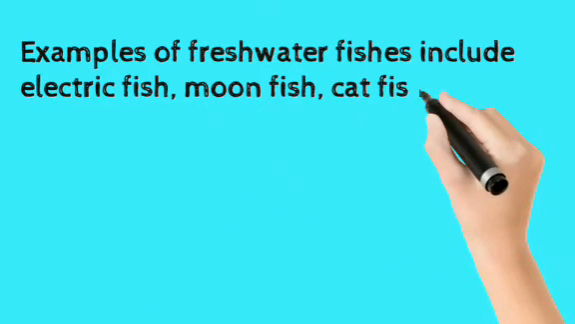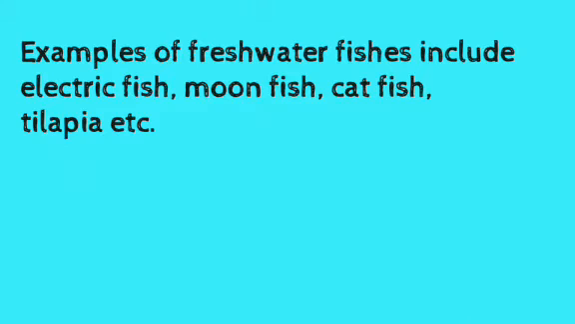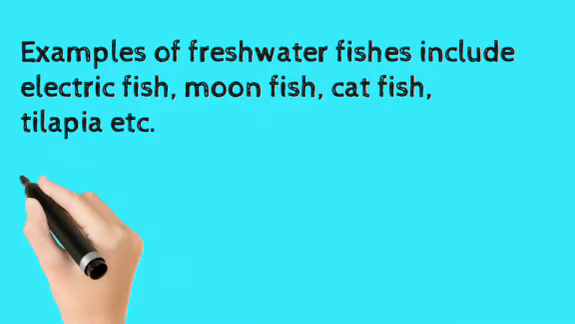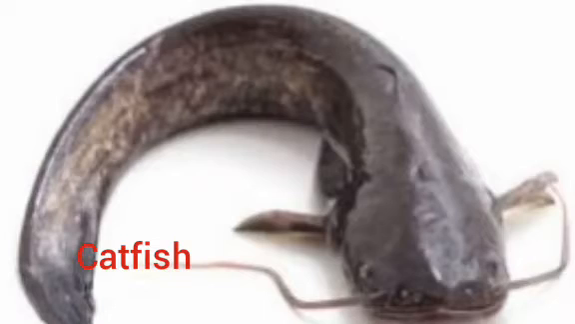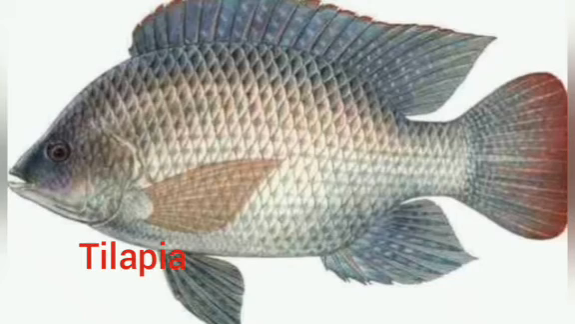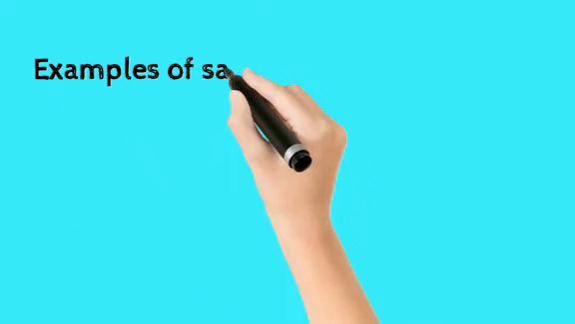The first one is freshwater fishes, and they include electric fish, moonfish, catfish, and tilapia. Where do you think they live? Freshwater habitat. Now you are getting it. This is moonfish, and this is catfish. These and others, such as tilapia, they all live in freshwater habitats. Hence the name freshwater fishes.